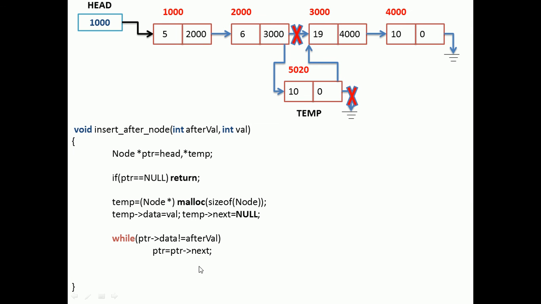And after that, I have written temp next equals ptr next, so temp next is pointing to 3000 now instead of null. And after that, ptr next equals temp, so the address portion of this node is pointing to this node. That's very simple.